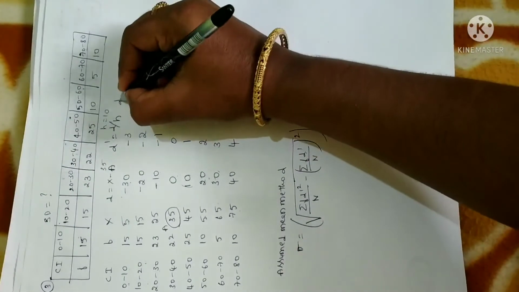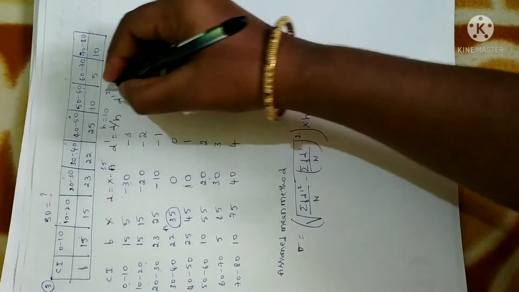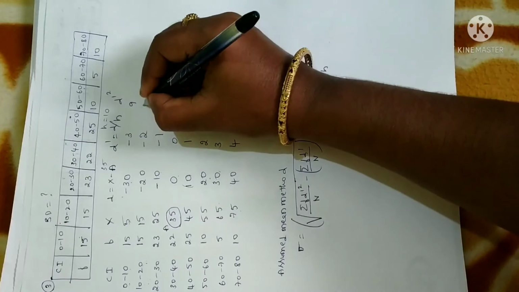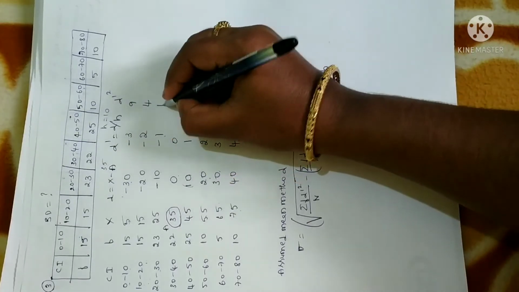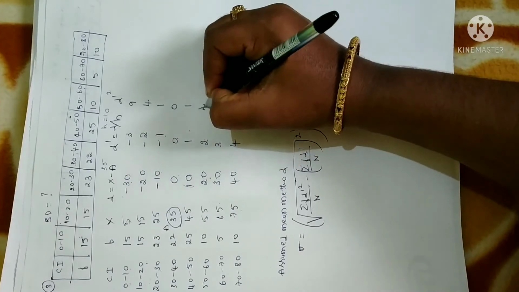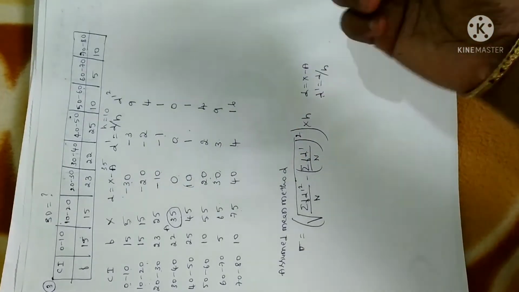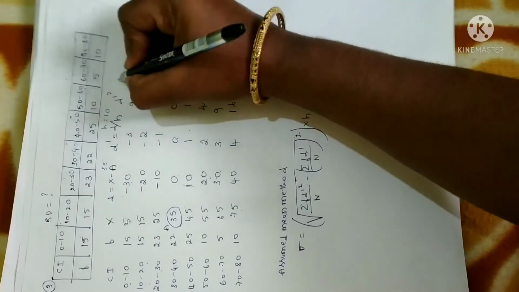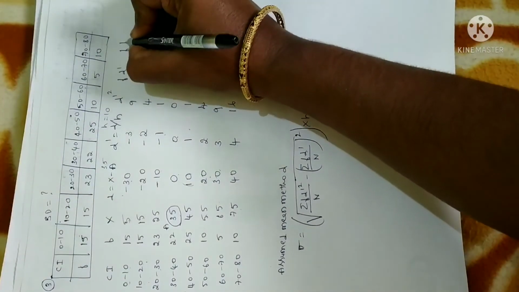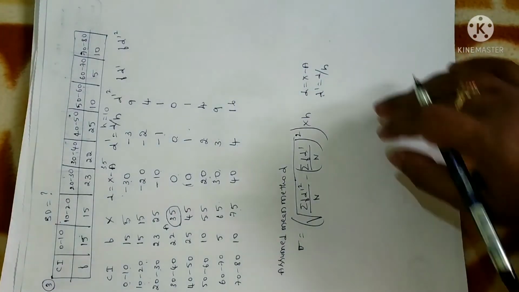Next calculate d dash square. Just square the values whatever you have. Minus 3 whole square is 9. Minus 2 whole square 4. Minus 1 whole square 1. 0 square 0. 1 square 1. 2 square 4. 3 square 9. 4 square 16. Fine. Next is f d dash and f d dash square. So if you solve two problems by your own, you can do the next problem yourself.